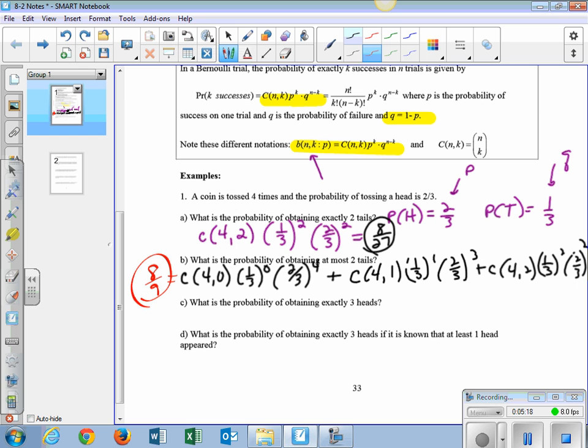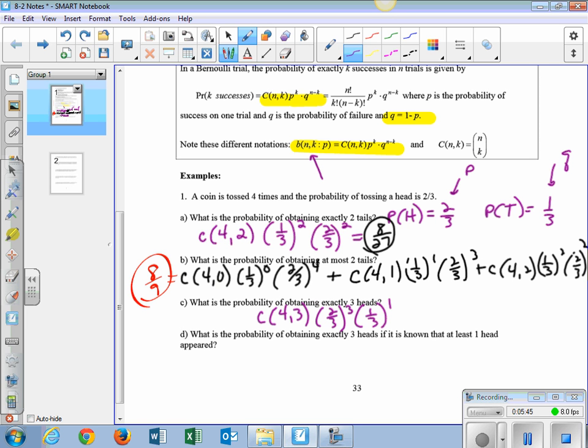So part C wants to know what's the probability of obtaining exactly 3 heads. So again, combination, how many times are you flipping the coin? For choosing 3. The probability of getting heads is 2/3. That's going to be to the third power. The probability of not getting heads would be 1/3, and that would be to the first power.